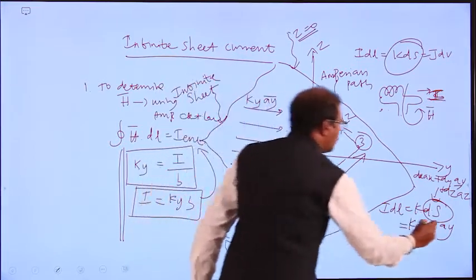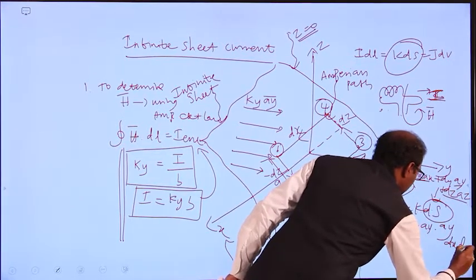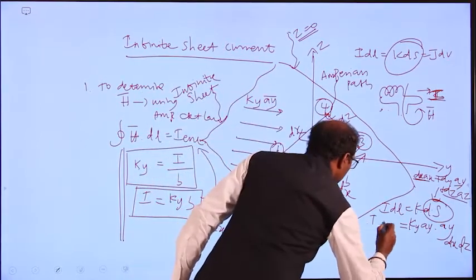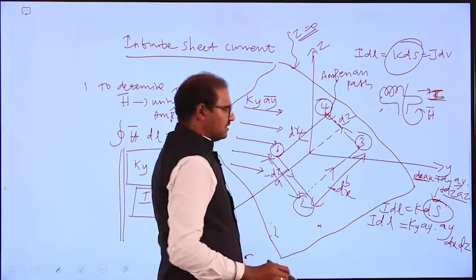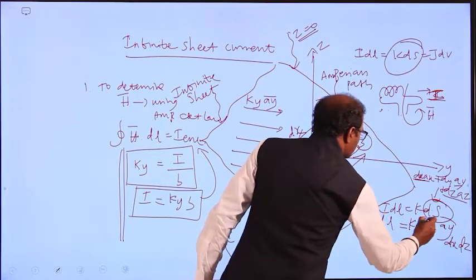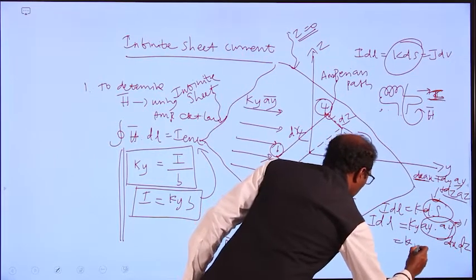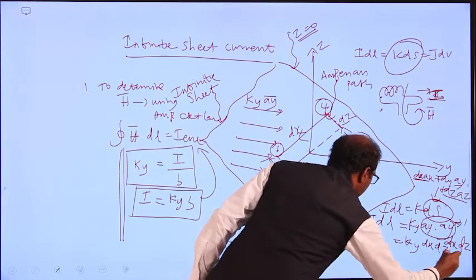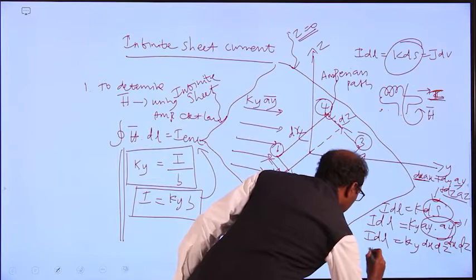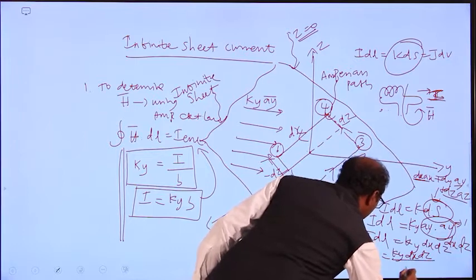Ay, into the remaining things, we can call this dx and this dz. So dI equals K, dS: dI equals Ky ay into ay dx dz. So this will be 1, this will be 1. So we can call this Ky dx dz, dI. So we can call I equal to Ky dx dz by dl.